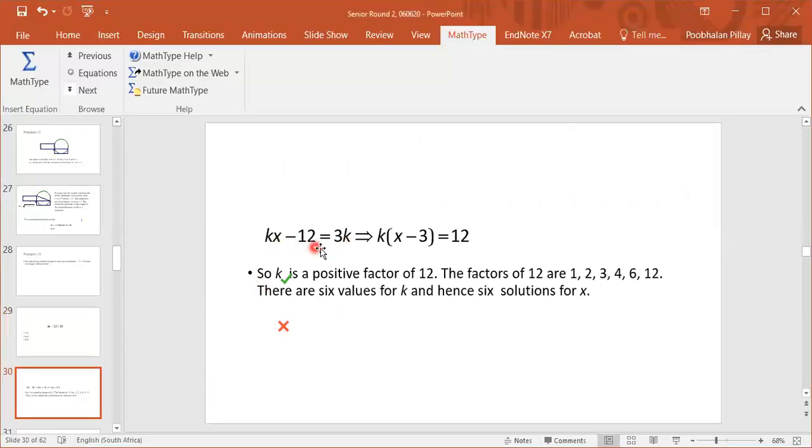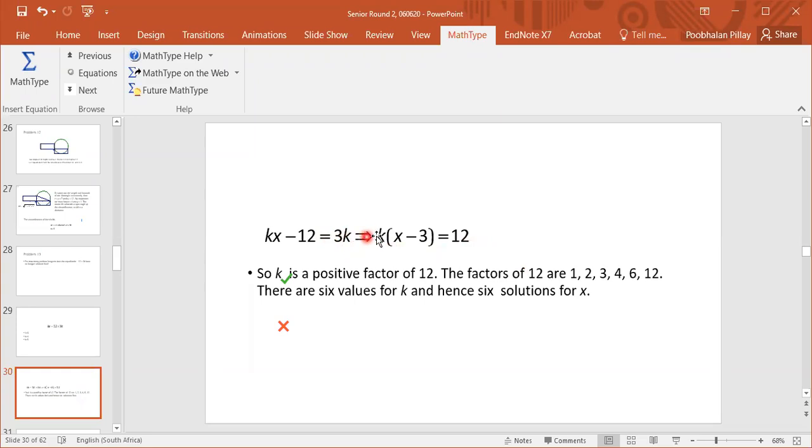Look at this problem. kx minus 12 equals 3k. You've got k appearing on both sides. So let's bring the k's to one side: kx minus 3k. If you bring it to one side and take the 12 to the other side.